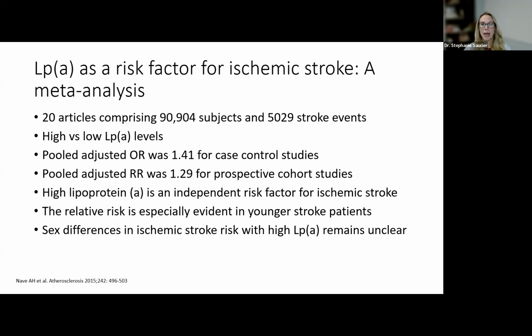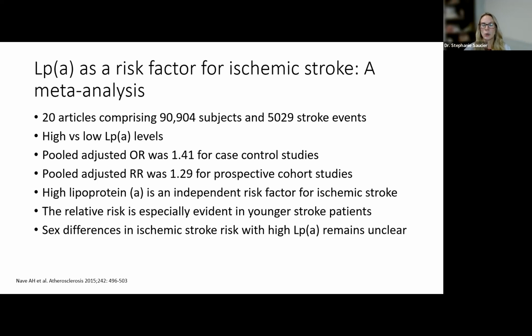Now, when we're talking about lipoprotein A, the role of Lp(a) as a risk factor for stroke in adults is less well documented than it is for coronary heart disease. But it is documented. There's one meta-analysis from 2015, and another meta-analysis from 2021 that I like to reference in talking about ischemic stroke.